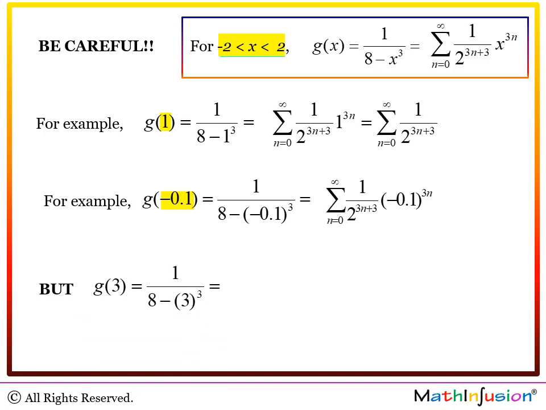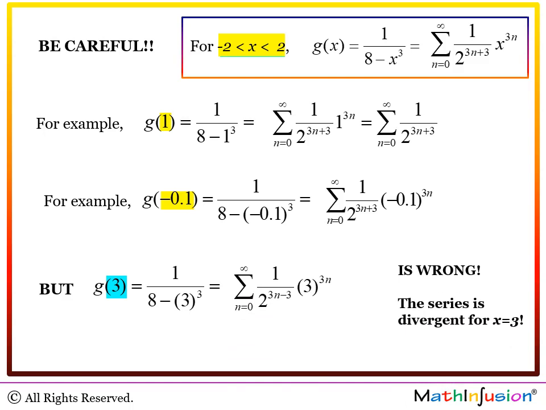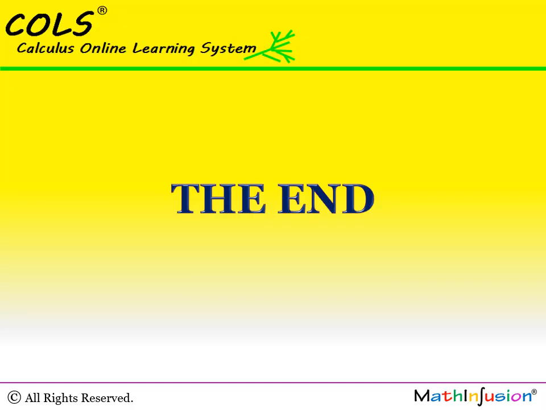What happens if we replace x by 3? It looks like we can just substitute 3 for the x, but this is wrong. Because x equals 3 is not between negative 2 and 2. The series for g of 3 is not convergent when x equals 3. So it's not allowed to just substitute 3 if it is out of our set of x's for which the series is convergent. This makes this totally wrong. The end.